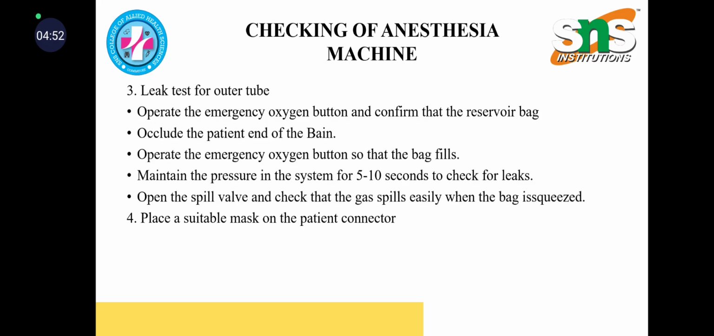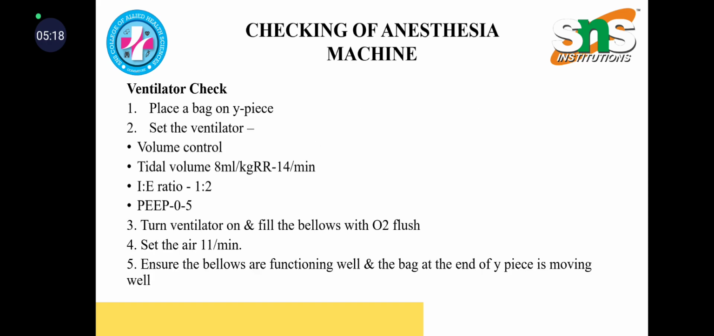Leak test for the outer tube. Operate the emergency oxygen button and confirm that the reservoir bag fills. Occlude the patient end of the circuit. Operate the emergency button so that the bag fills. Maintain the pressure in the system for 5 to 10 seconds to check for leaks. Open the spill valve. Check that the gas spills easily when the bag is squeezed. Place a suitable mask on the patient connector.